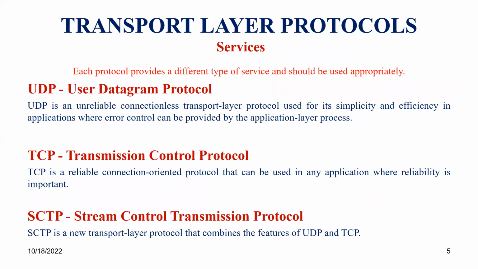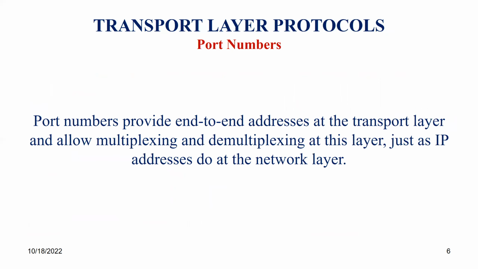The User Datagram Protocol is an unreliable, connectionless transport layer protocol, which is linked with your application layer process. TCP is the Transmission Control Protocol, a reliable connection-oriented protocol that can be used in applications where reliability is important. That is what is used in the internet today. SCTP, the Stream Control Transmission Protocol, combines the features of UDP and TCP.